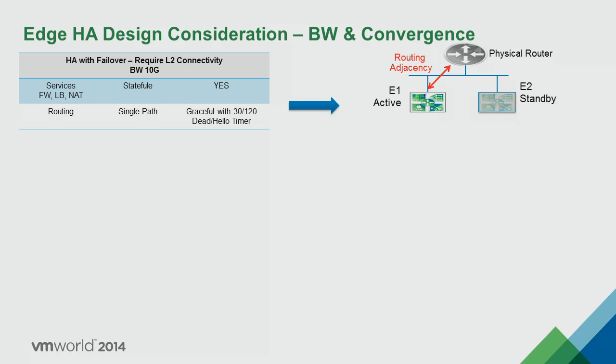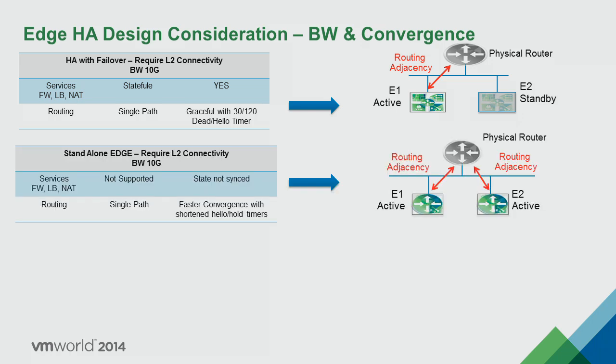So if you do not like the convergence, or the convergence is longer for you, and you do not need stateful services like NAT or load balancers in those edge virtual machines, then you can go with another model called the standalone edge model, where you have one virtual machine active, and the other virtual machine is also active. However, you can only forward from one virtual machine.